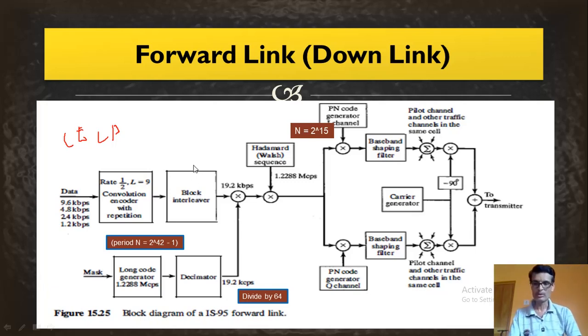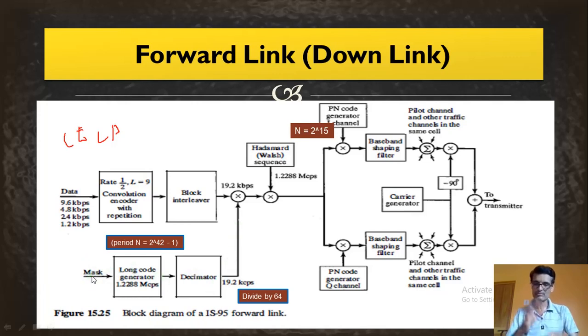Again, I'm not going into detail about that. The output of the block interleaver will be around 19.2 kbps data. 9.6 is converted into 19.2 kbps. Now, this is the second part. Here we are going to generate a PN sequence, the pseudo random sequence. We use some mask here.